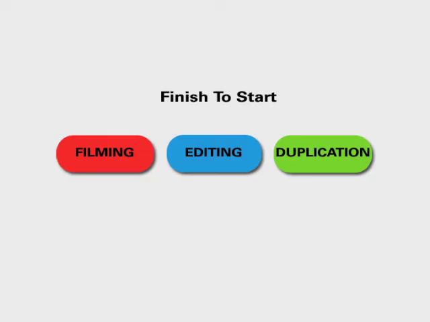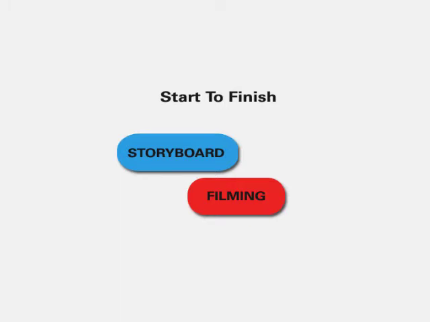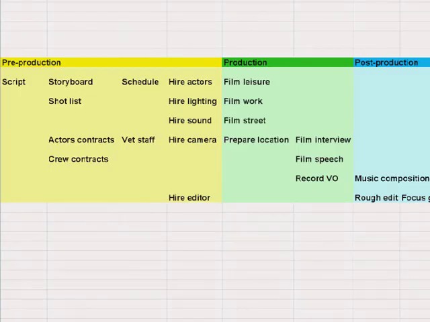With our film, clearly filming must come before editing and editing must come before duplication, so both of these are finish to start. However, as the film has unpredictable elements, the whole thing cannot be completely storyboarded. So storyboarding and filming are start to finish. Once we have identified dependencies, we can create a detailed dependency network. This gives a broad view of the overall project, allowing the project manager to see how the various tasks are connected and how they fit into the time plan.